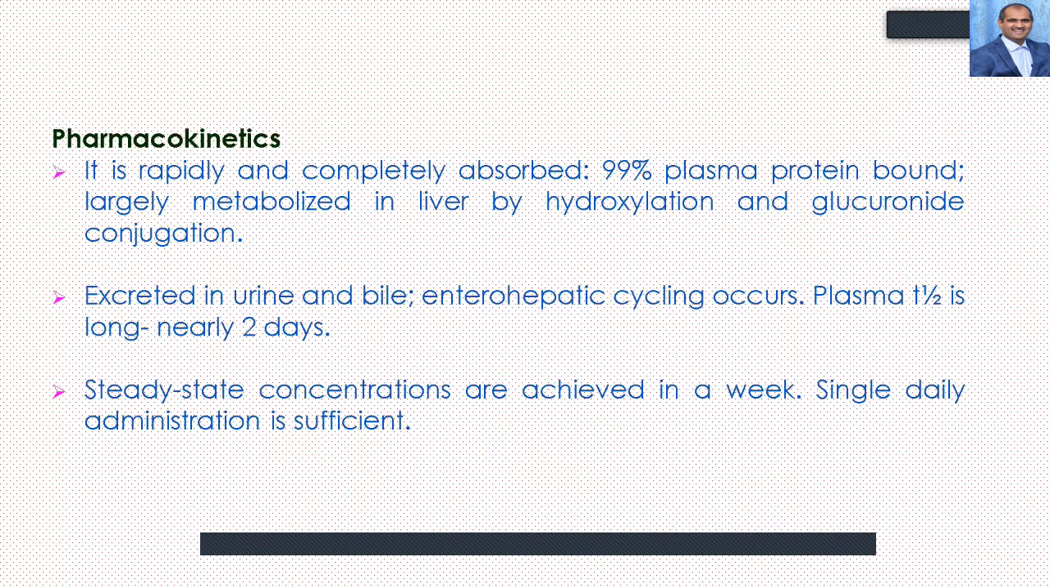Coming to the pharmacokinetics of these agents, it is rapidly and completely absorbed as usual, about 99% plasma protein bound, and largely metabolized in the liver by hydroxylation and also glucuronide conjugation. So it is excreted in urine and bile, and enterohepatic circulation occurs because it is secreted in the bile. And the plasma half-life is long, nearly 2 days, especially for piroxicam. And steady state concentrations are achieved in a week, and single daily administration is sufficient, usually with piroxicam.